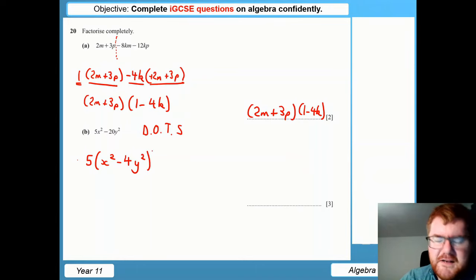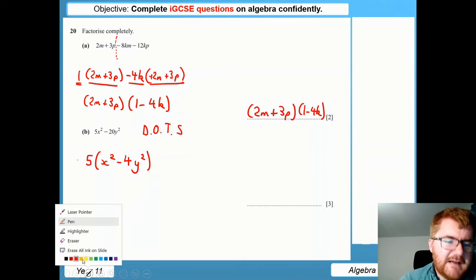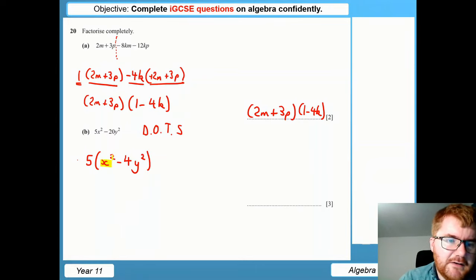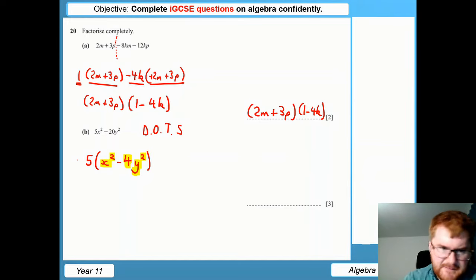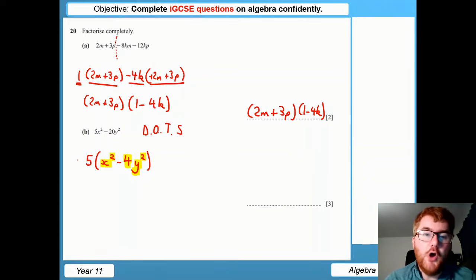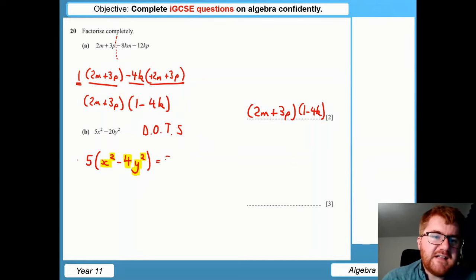Now I look at the brackets, and we have an x squared, we have 4, which is a square number, and we have a y squared. Bells should be ringing in your brain at this point. If you have all square numbers in a bracket, we want to use the idea of difference of two squares, DOTS. Now, what does that actually mean?